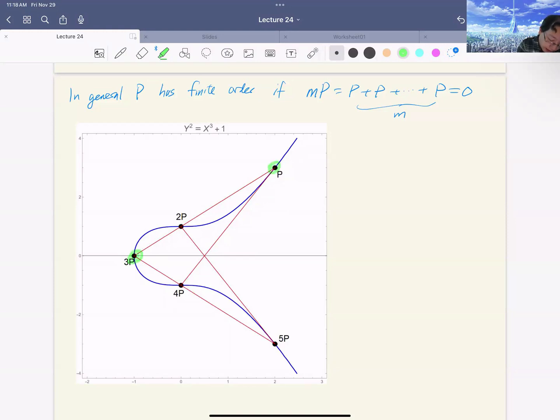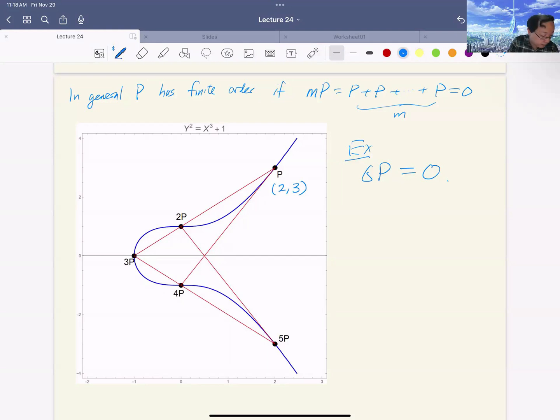So we have 3P and P. So the line intersects here. So we get the reflection, which is 4P, and so on. So you see that in this case, 6P will be 0, right? 6P is P plus 5P. It has no intersection and it becomes infinity. So in this case, 6P is 0. And you can notice that this P actually has coordinate (2, 3), I mean, 9 equals 8 plus 1.